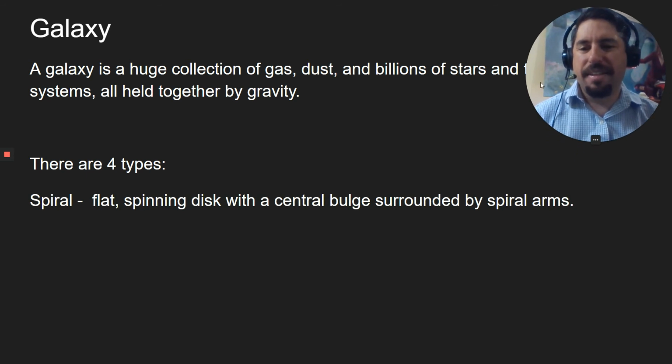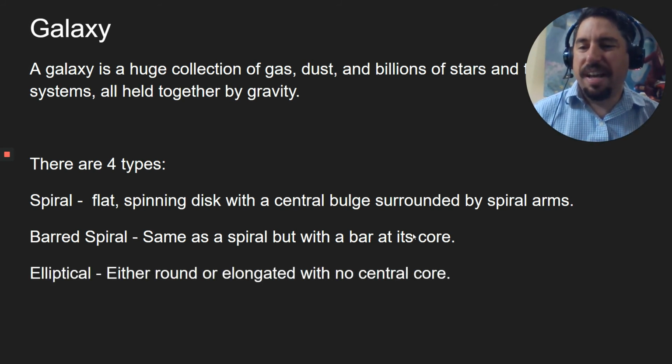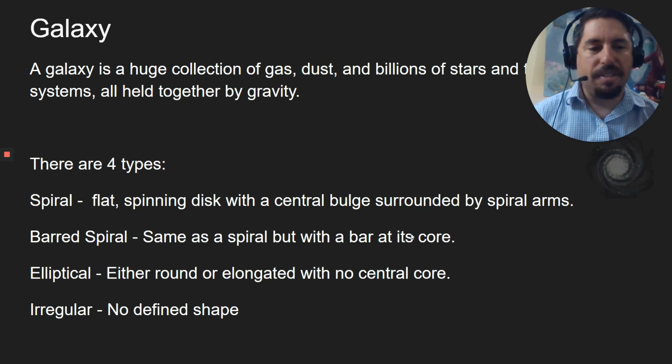We have spiral galaxies. They're flat spinning disks with arms. Barred spiral galaxies. They're the same as spiral galaxies, but they have a bar at the core, in our pictures that I'll show you in a second. Elliptical galaxies are round or elongated. They have no central core. And irregular galaxies.